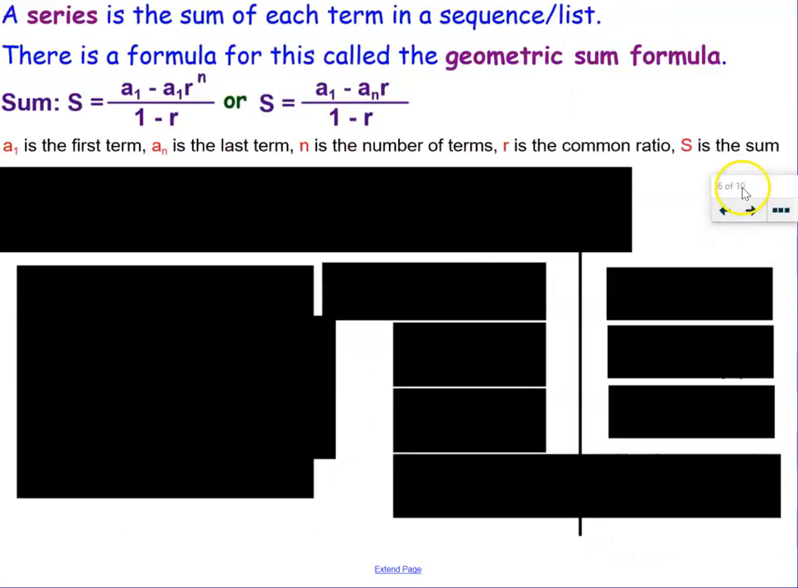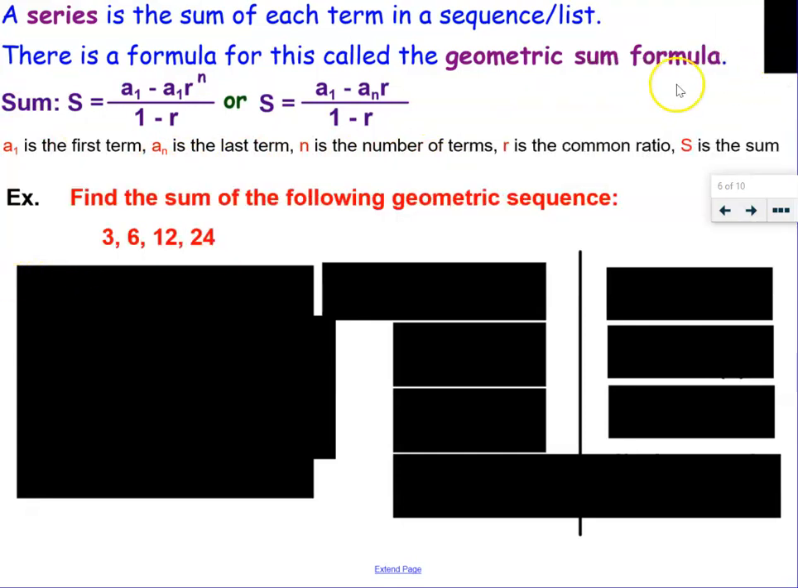Like before, we have a series. A series is still a sum of every term on that list or sequence. There's a formula for this called the geometric sum formula. There's 2 of them. They're actually the same formula, but one's easier to use than the other depending on the situation. A sub 1 is the first term, A sub n is the last term, n is the number of terms, r is the common ratio, and s is the sum.